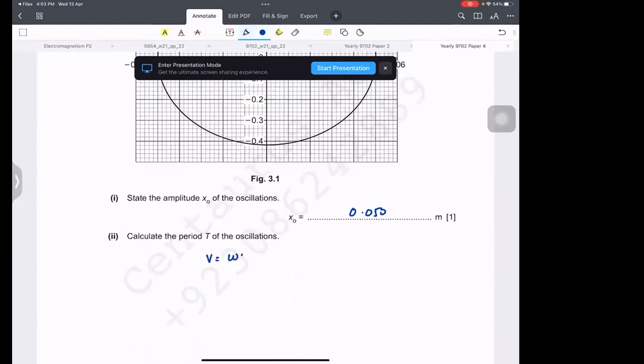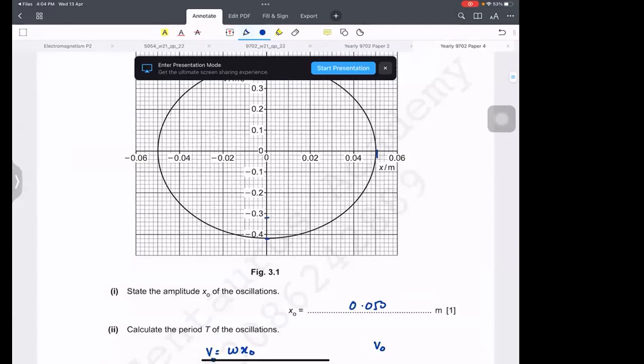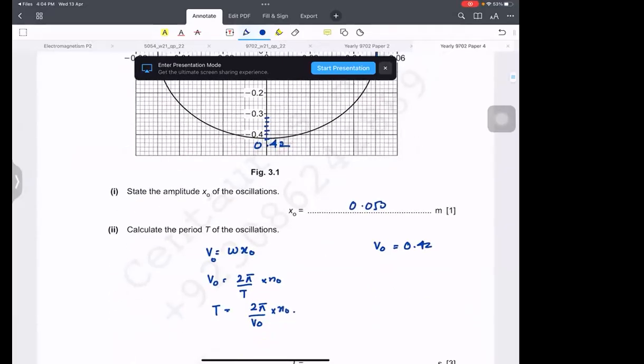I think we could do that. v equals to omega, v naught equals to omega x naught. I think we should use this, okay? Omega is 2 pi upon T. So T will be equal to 2 pi x naught over v naught. So this should be the case, right? So now let's check. x naught is this. v naught, we can check this. So I think 3.2, 3.4, 6, 8, 10. So it's 4.2. This is 4.2. 0.42. So let's do it.